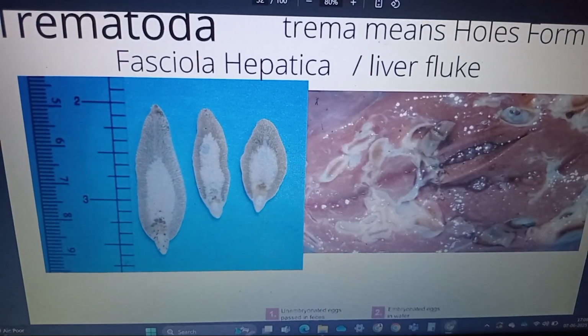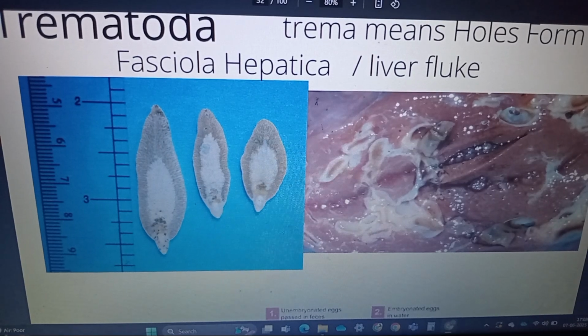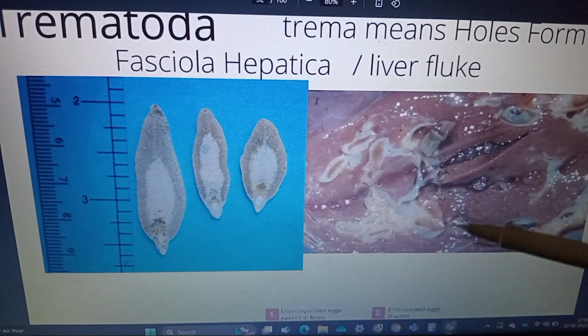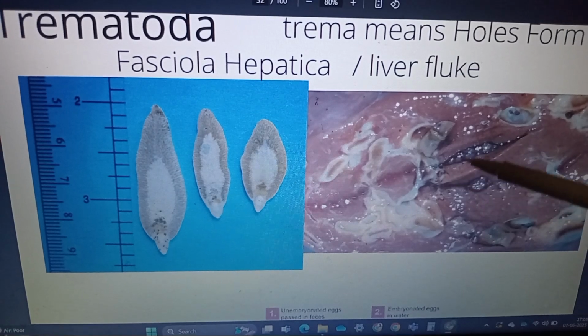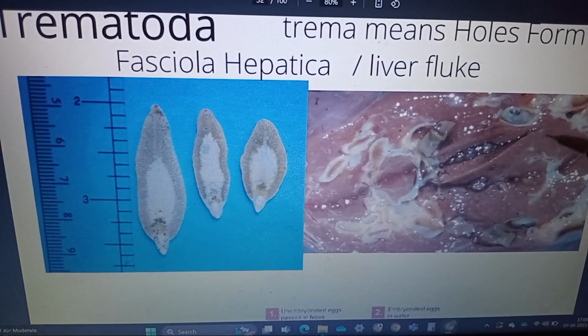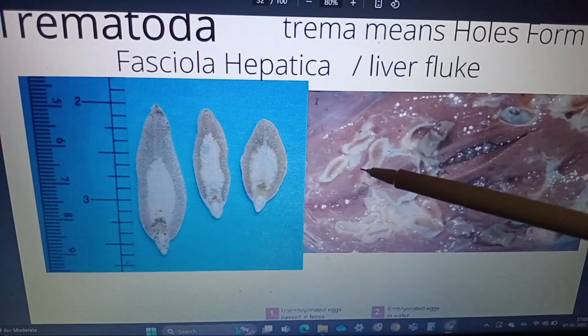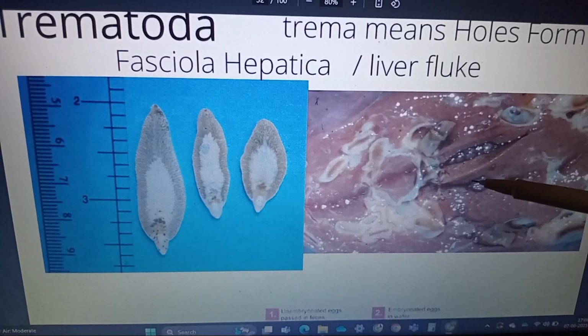The second example is the Fasciola hepatica, also called the liver fluke. It infests sheep and cattle and some humans. This is showing the liver which has been infected, in which the fasciola is living, causing liver rot disease.